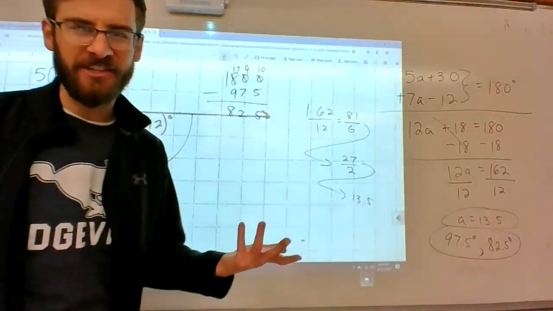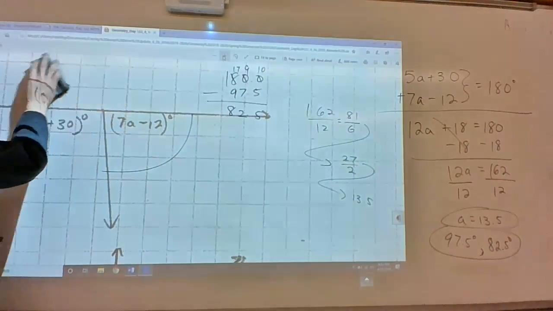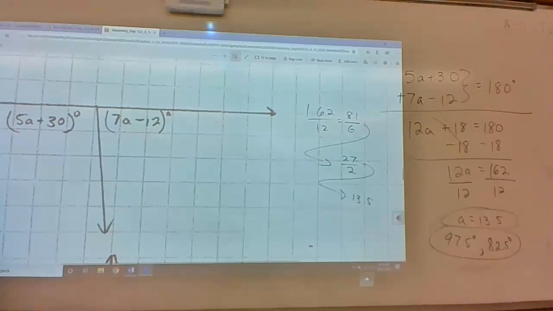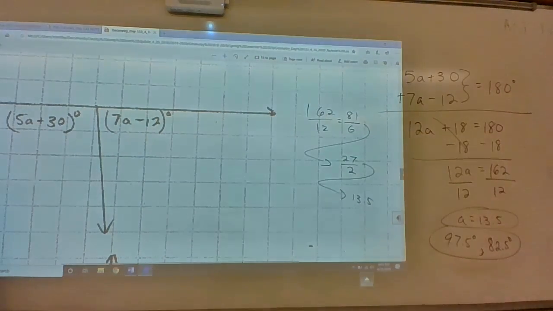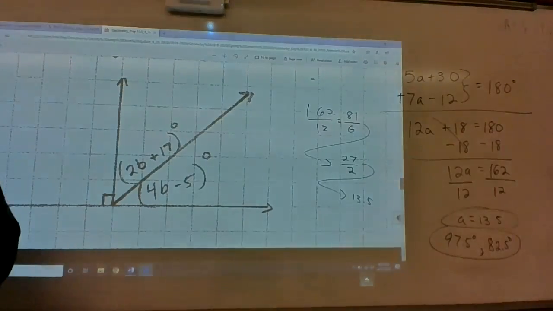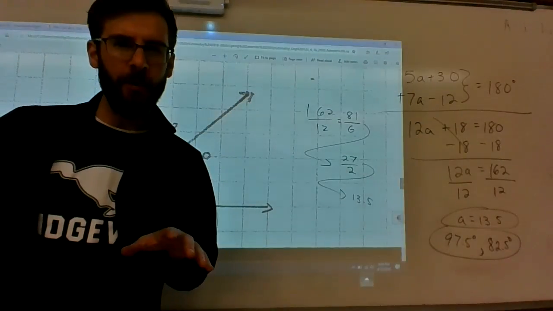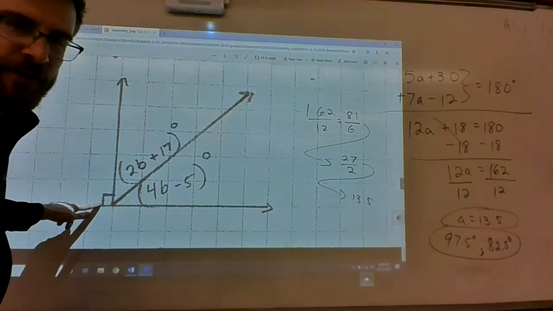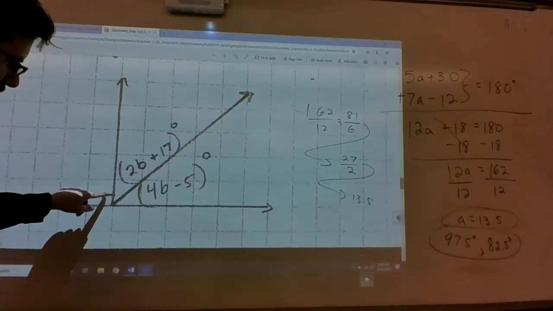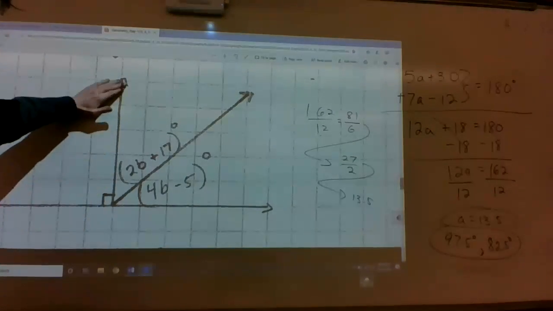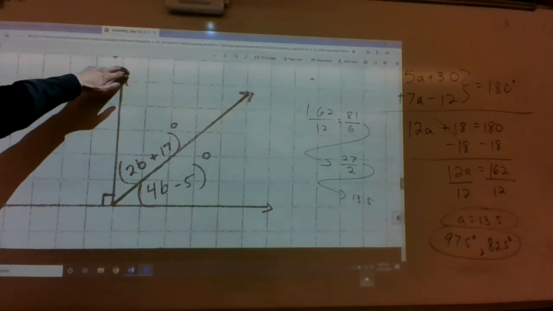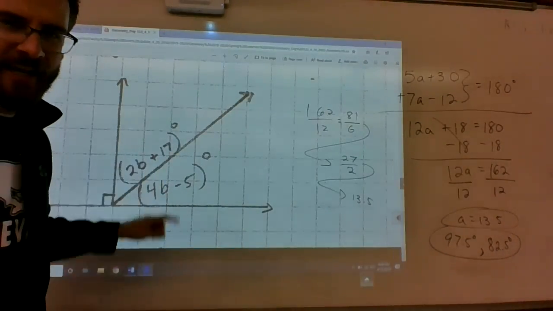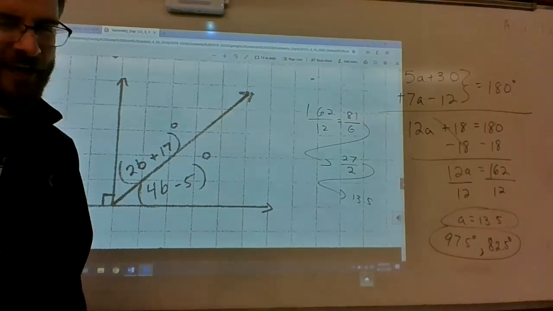Okay, hopefully that's making sense so far. Oh, here's an interesting one. I'm not going to go through this whole one. I want you to do this on the homework. But if there's a little box here, you recognize that as 90 degrees, right? So if this whole angle is 90 degrees, then that means that this whole angle is 90 degrees. So these don't add up to 180. I'll leave you to figure out what they add up to.